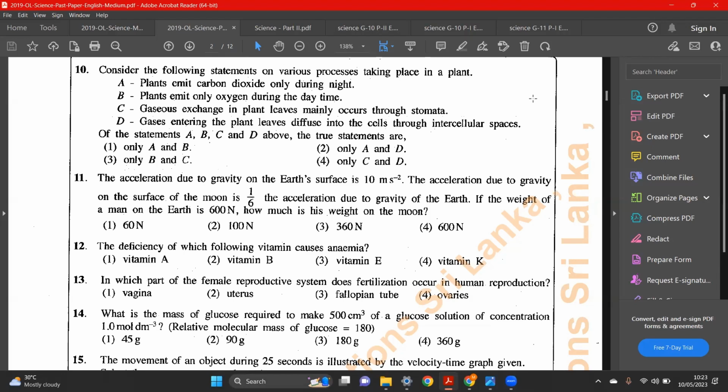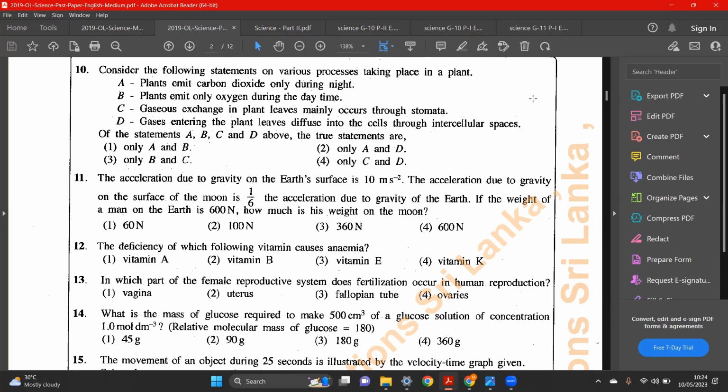Okay. So the first option, plants emit carbon dioxide only during the night, is wrong. Remember, plants emit carbon dioxide when they respire. And remember, like I said, respiration happens in the day and the night. So since the word only is there, option A is wrong.